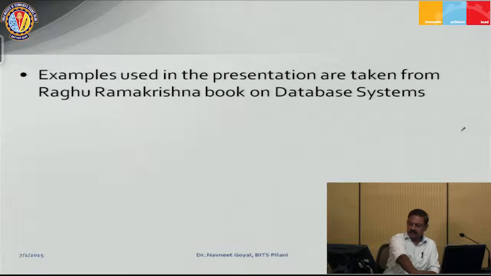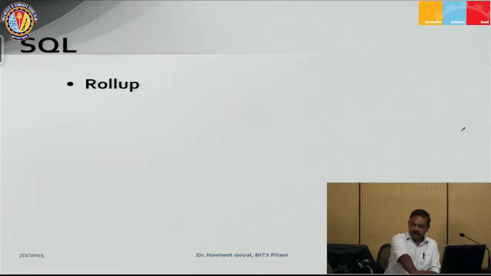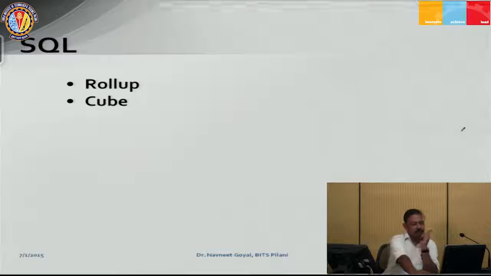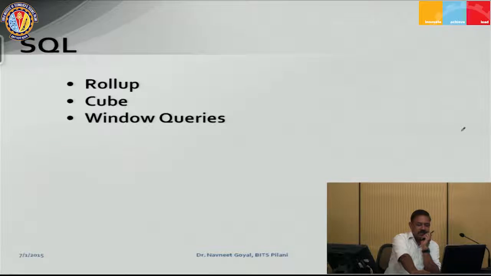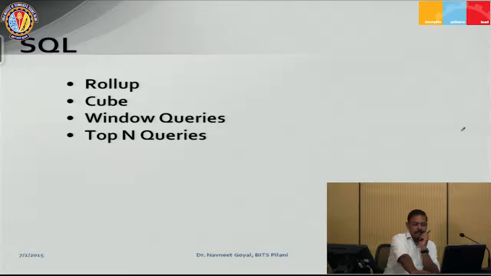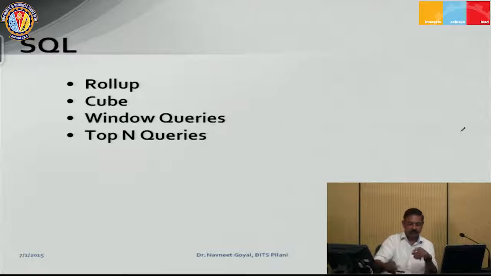So let me begin. The examples used in the presentation are taken from Raghu Ramakrishnan's book on database systems. So let me begin with the set of operators that I'm going to talk about today. First is the rollup, right? Second is the cube. Third is window queries. Then the fourth is top-n queries. So these are the 4 important operators that have been introduced in SQL over a period of time.